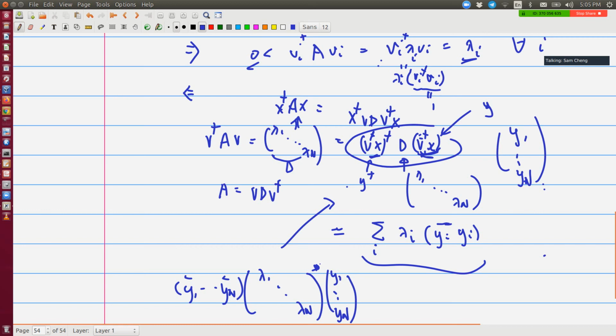If you look at this multiplied by this, I will have lambda 1 y1, lambda 2 y2, up to lambda n yn, right? Because all the rest of the diagonal is 0. So the first row is just lambda 1 times y1, and the second row is just lambda 2 times y2. So therefore, it will give me this.